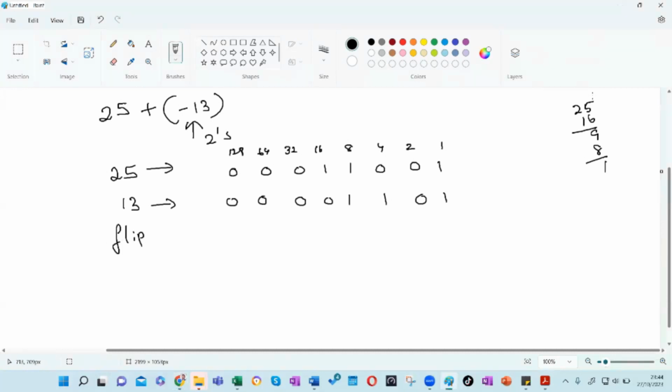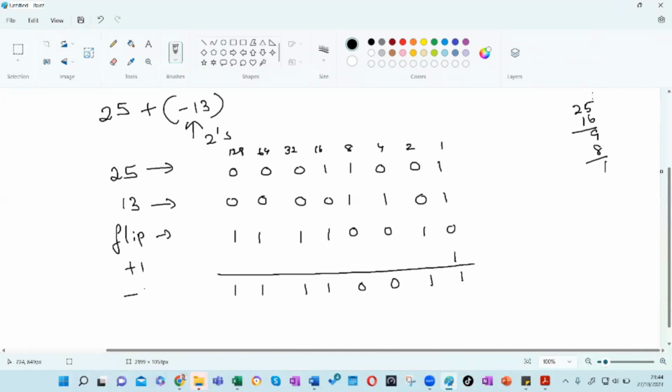You flip the bits. So 1 becomes 0, 0 becomes 1, 1 becomes 0, 1 becomes 0, 0 becomes 1, 1, 1, 1. Okay, what's the last step? You add 1, yeah, that's right. Add 1 to these flipped bits. So 0 plus 1 is 1, this is 1, this is 0, 0, 1, 1, 1, 1. Okay, now we have got minus 13 in 2's complement.